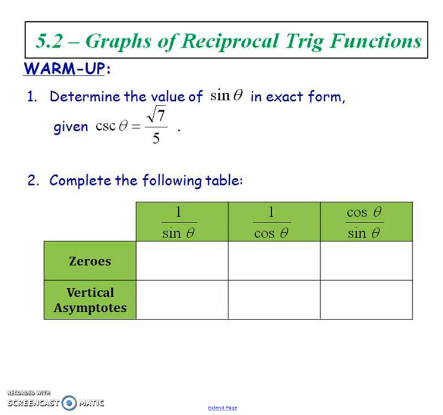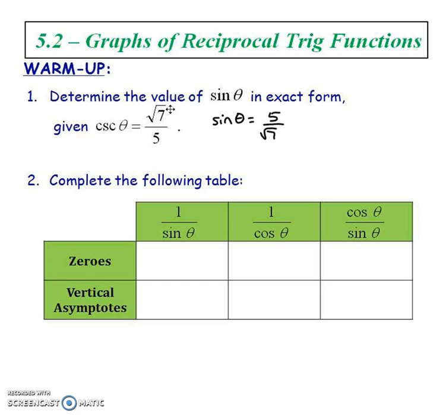Number 1, determine the value of sine theta in exact form, given that you have the reciprocal, which is cosecant theta, and that equals root 7 over 5. So if I know that this is the reciprocal of sine theta, that means that the reciprocal of this fraction must be sine theta. Okay, so sine is equal to 5 over root 7.